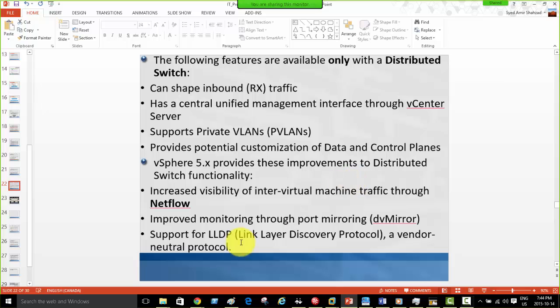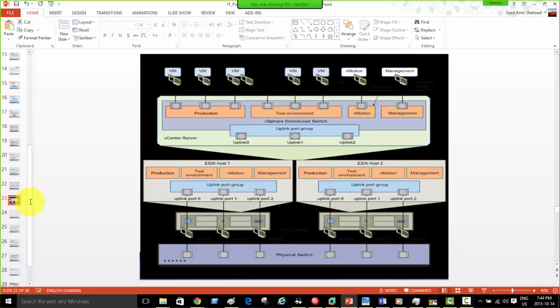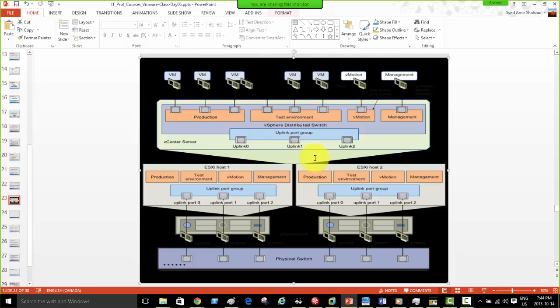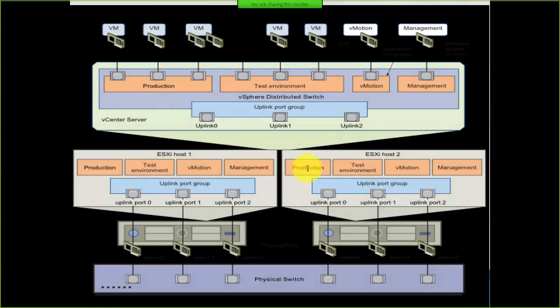Private VLANs, there's port mirroring. So we're gonna talk about all that. This is an environment on the distributed switch VMware documentation, where they show the distributed switch and the uplinks. So if I make it bigger, everyone can see that now, right?